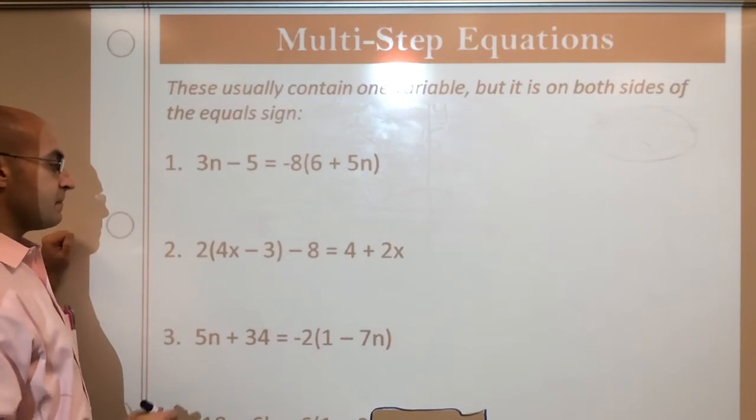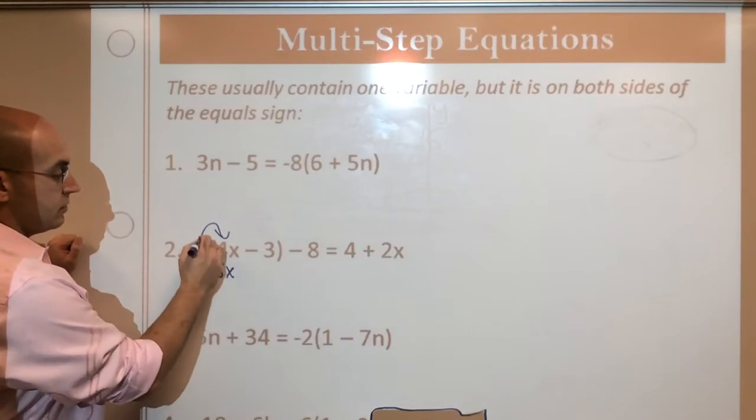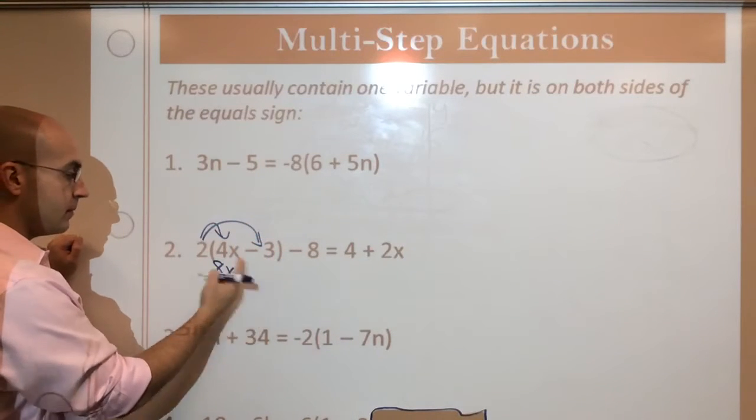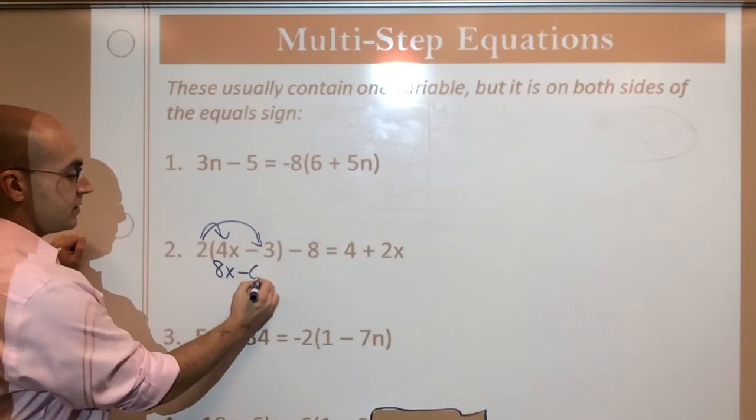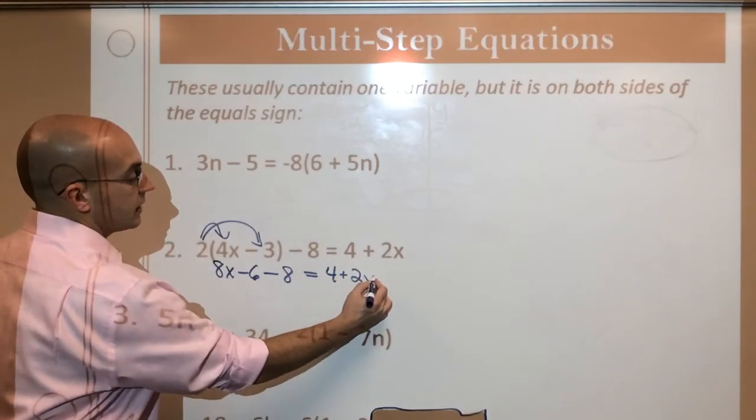Let's do 2 together. 2 distributes, right? So that's going to be 8x. 2 distributes to the negative 3, right? Keep in mind it's a negative. So that's negative 6 minus 8 equals 4, and I couldn't do anything on the right side of the equal sign.